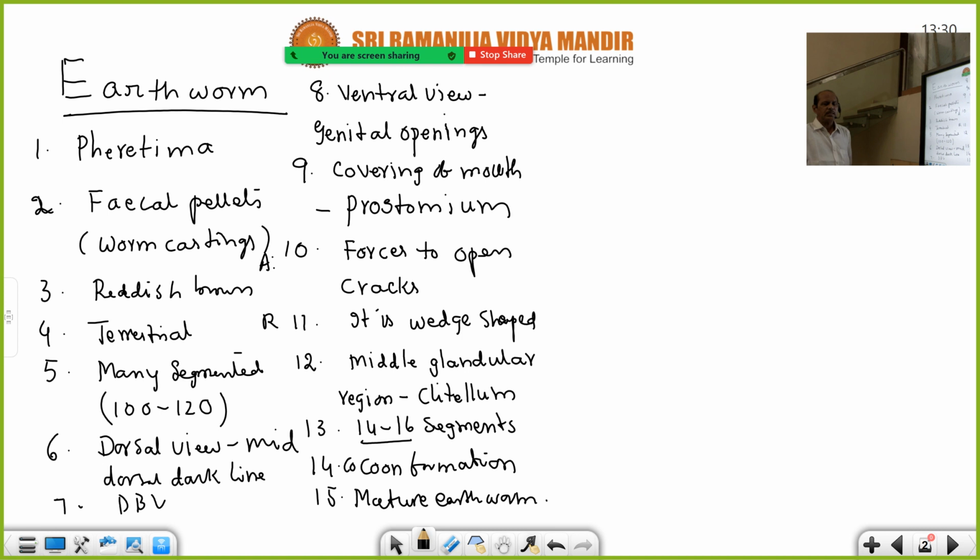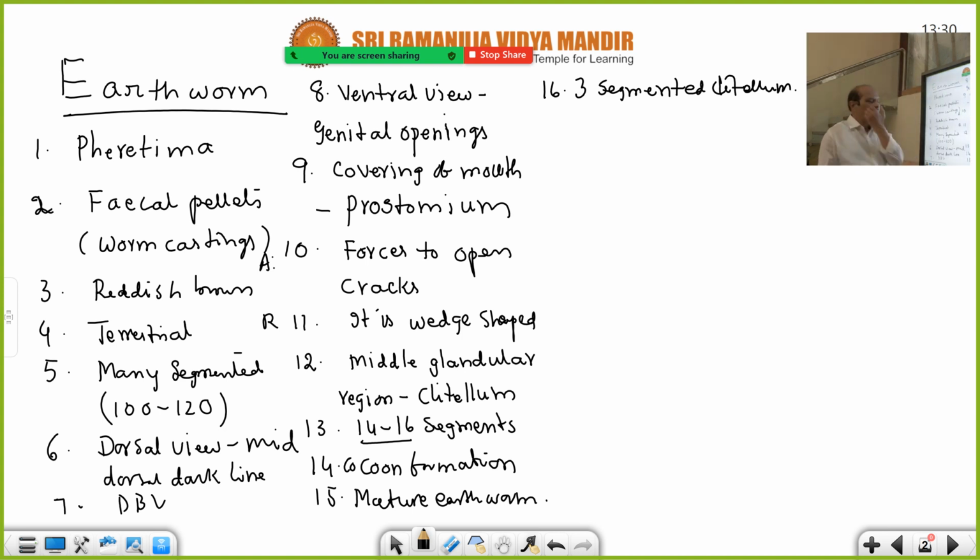In immature earthworms you cannot see the very dark brown color. That will not appear in immature young ones. But in the mature one you can see this dark brown colored girdle-shaped structure in segments 14 to 16. So this is a 3 segmented clitellum. Clitellum is of 3 segments.